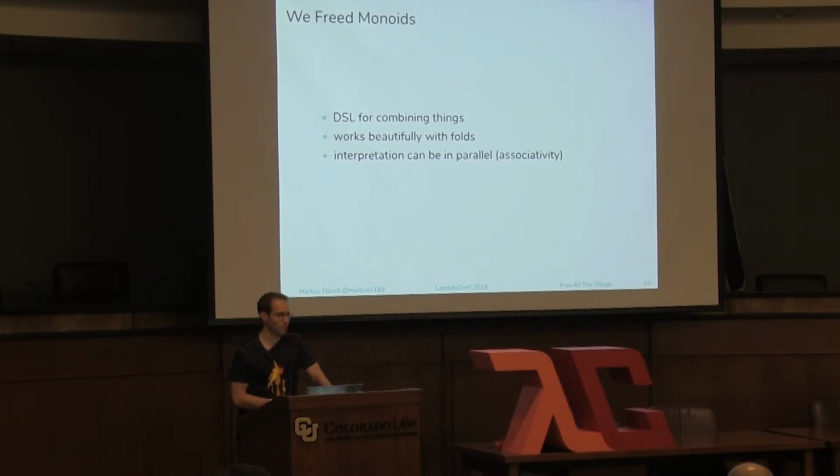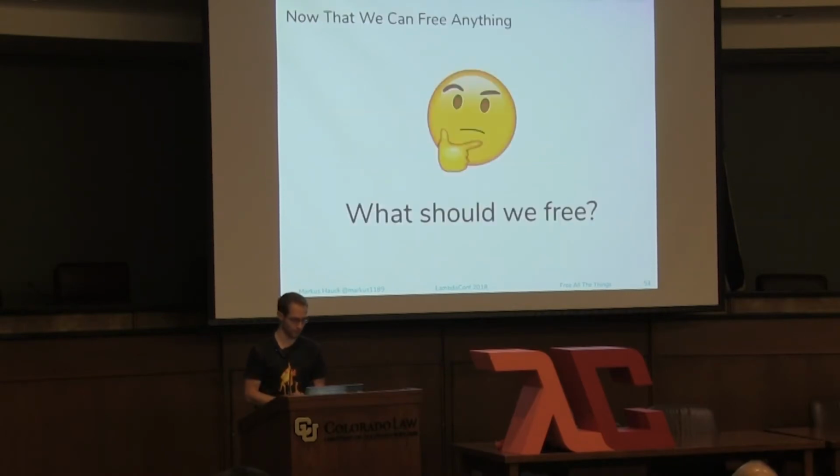OK, so we freed monoids. So you get back a DSL for combining things. And they work beautifully with folds. So you can get a lot of structure for your DSL without doing a lot. And the interpretation of your monoid can actually be in parallel, because if you have this tree structure, you can, because of associativity, evaluate them in parallel and then combine them in any order. OK, so this seems to work out pretty well, our recipe.